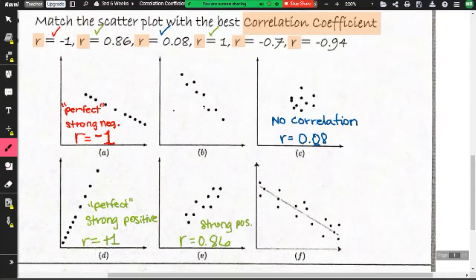Now we only have B and F left. They're both going down, so that's not gonna help me. R equals negative something. What's the biggest difference between B and F? B is stronger because it's closer. So out of the 2 values left, which one is the stronger one? 0.94. 94 is stronger than a 7. So 94, strong negative. And notice the farther they are apart, the closer it goes to 0, or the weaker it is. So negative 0.7.